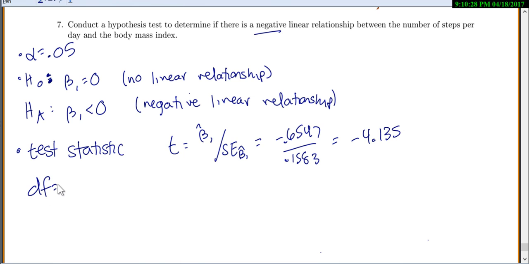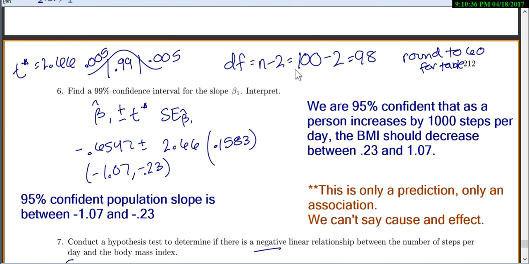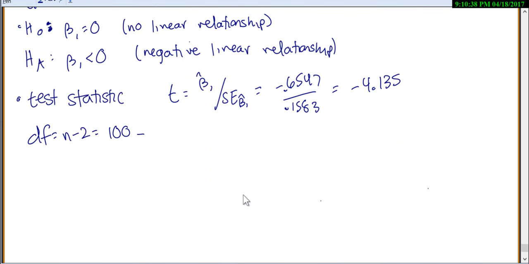You always need degrees of freedom, which is n minus 2. Remember, we already looked this up in our last part: 98 degrees of freedom. And for our table, we'll round to 60.